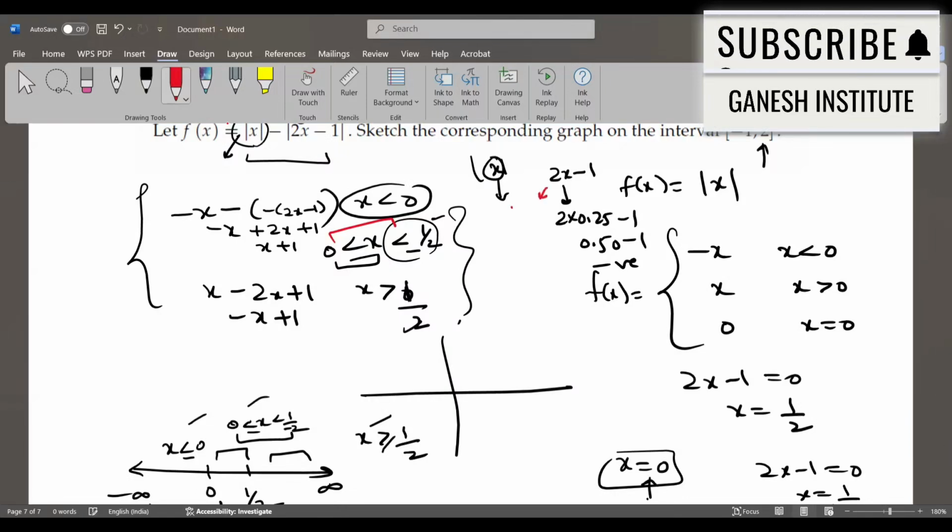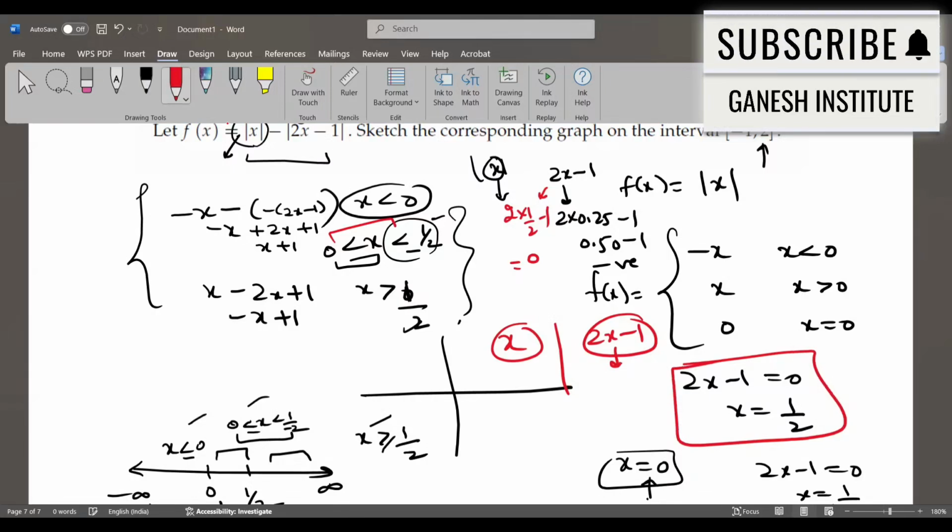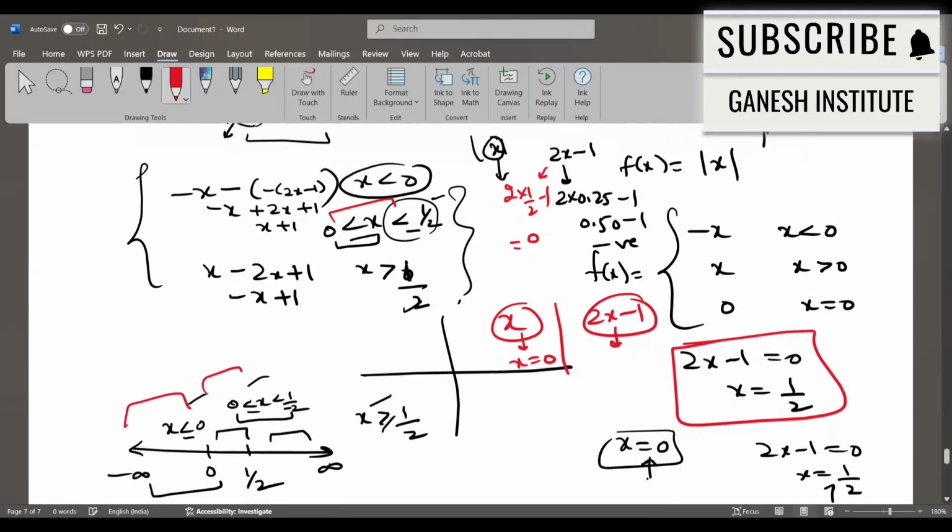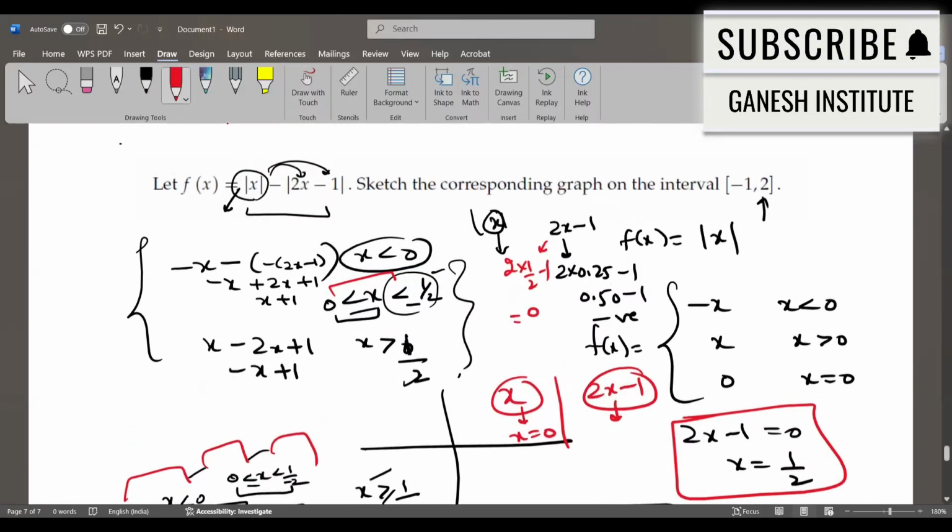If I take exactly half, it will give me 0, because I just solved it. For the different functions, I have two absolute value functions. If I substitute this as 0, I get x as 1 by 2 and this as x 0. So 0 and 1 by 2. And it should be between -1 and 2. So I have three intervals: -1 to 0, then 0 to 1 by 2, and then 1 by 2 to 2.